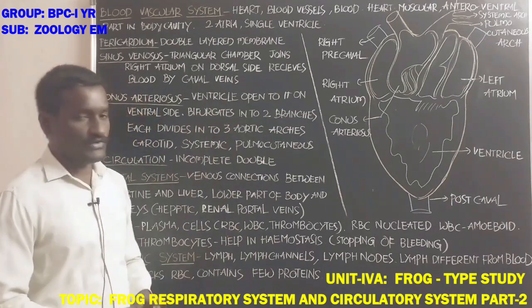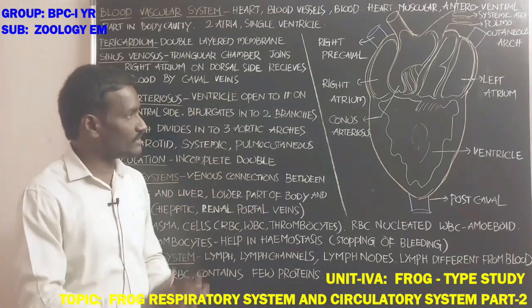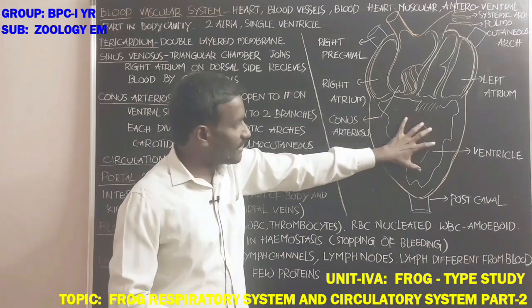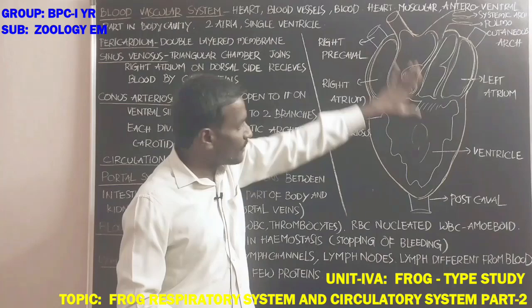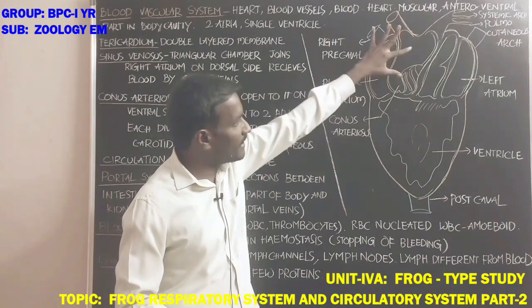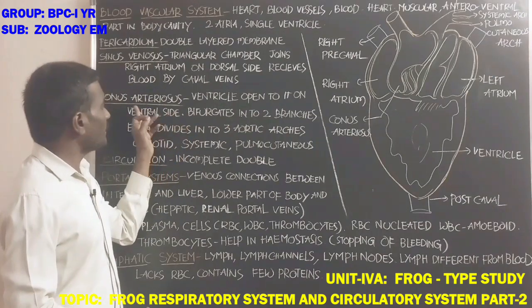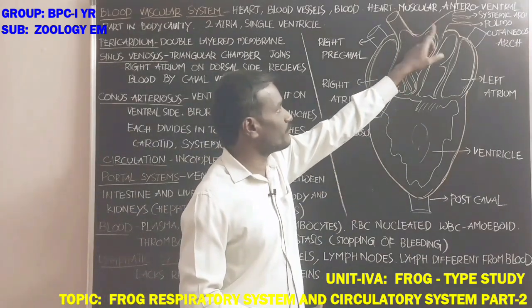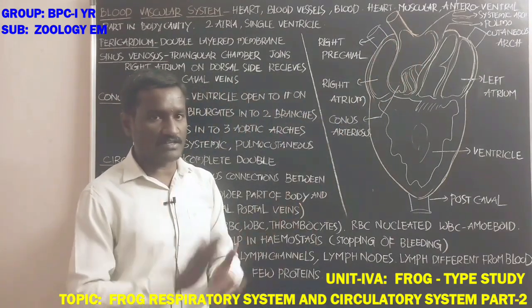Ventricle, students, the ventricle opens into the conus arteriosus. The ventricle pumps the blood into the conus arteriosus. Students, the conus arteriosus bifurcates into 2. Bifurcates means it divides into 2 branches.